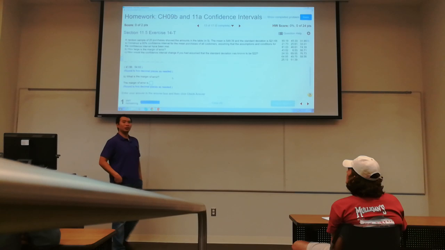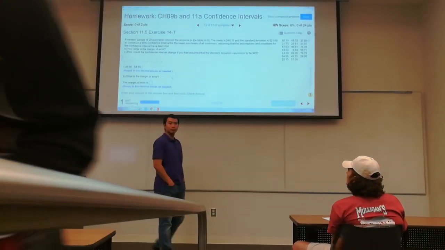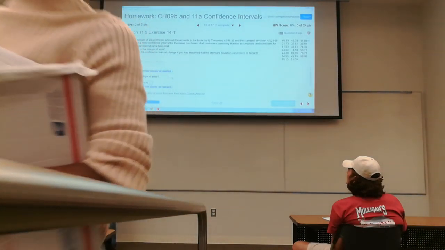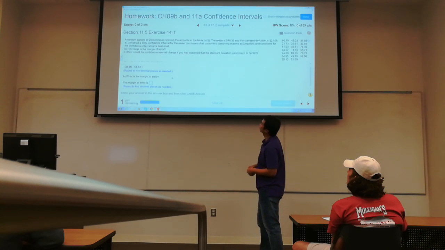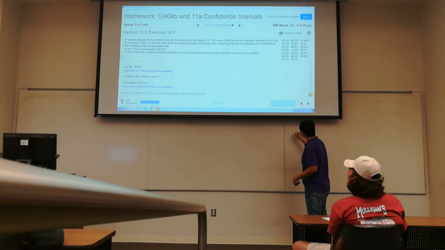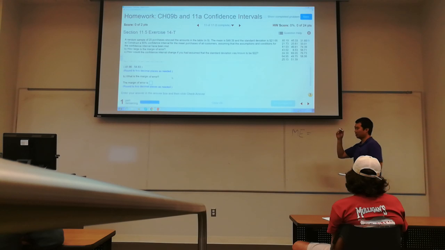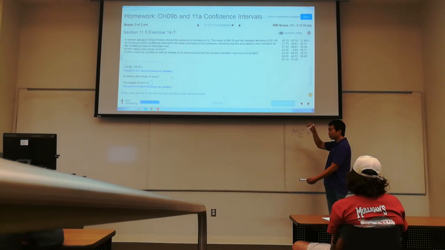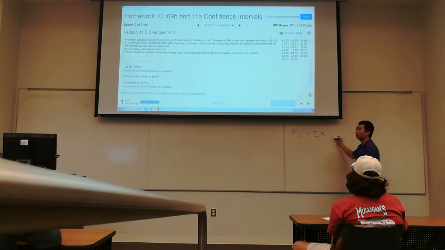Third part, what is the margin of error? So how do we calculate the margin of error? Margin of error is equal to the critical value times standard error. So critical value in here, because we are talking about the mean, is going to be the t. Then times the standard error. Standard error, what is standard error for the mean? That's going to be sample standard deviation over square root of your sample size. So this is the margin of error.